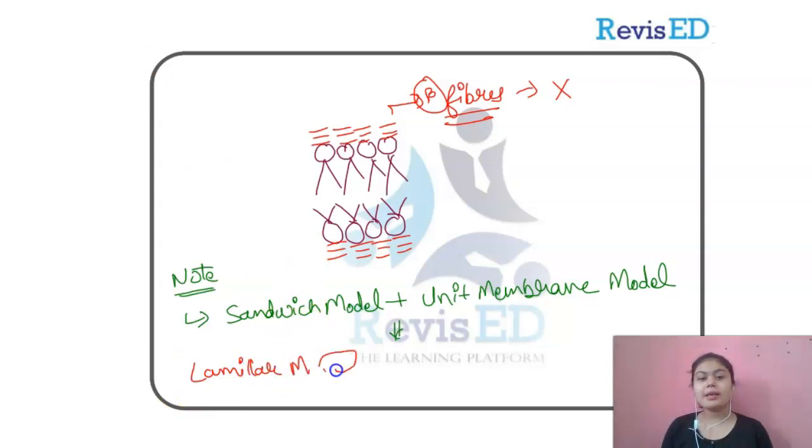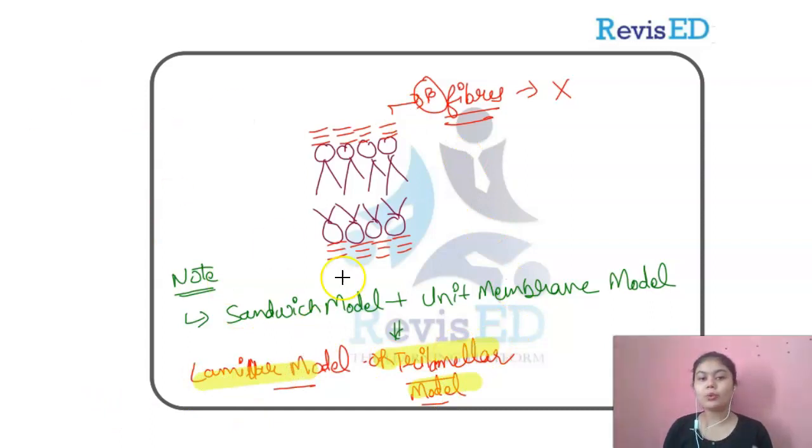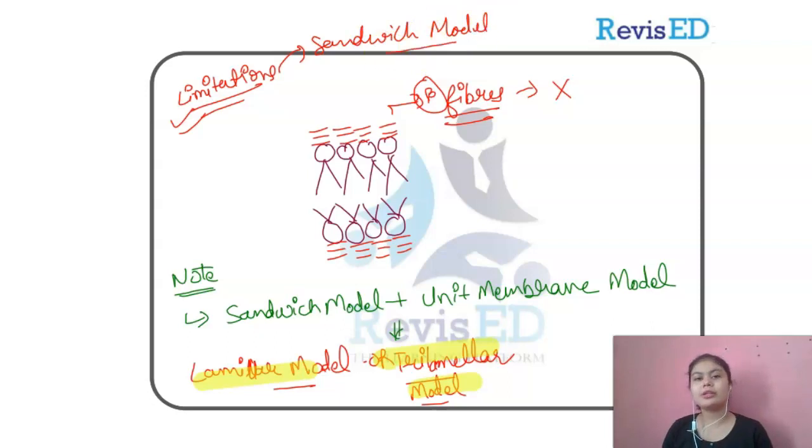Now we should know that our sandwich model and unit membrane model are together known as the lamellar model, and we also know it by another name, which is the trilaminar model. All right, so this is a point you have to note in your notebook. Right, now in the next class we will study the limitations. Okay, it is quite similar to the sandwich model, but we will discuss it properly in the next class.